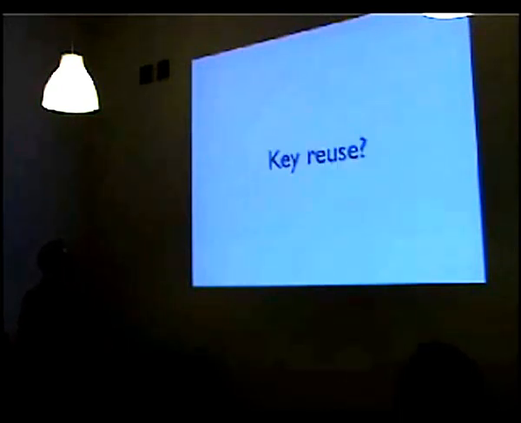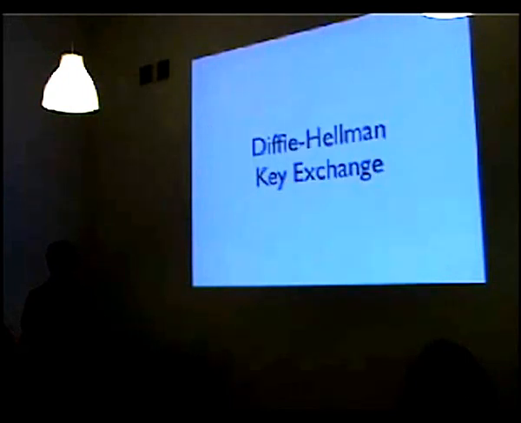Another issue is key reuse. It's not necessarily the case that just because you have this one tiny key and you manage to securely communicate with each other, that if you start sending petabytes or exabytes of data over that connection with the same key, it remains secure. So, how are we going to fix that?